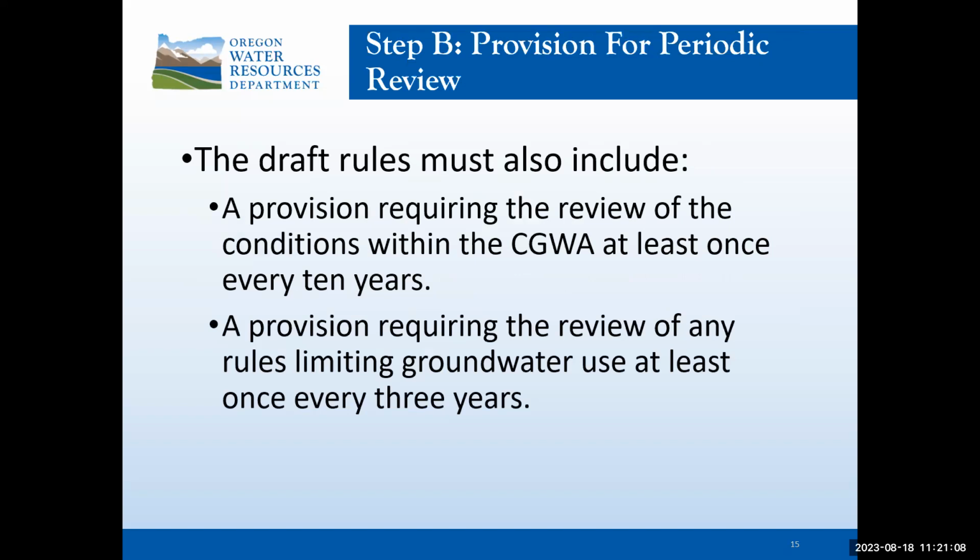The draft rules must also include a provision requiring the review of conditions within the critical groundwater area at least once every 10 years. This means we have to check on and update our understanding of the conditions within the area at least once every 10 years. And if there is a provision in the rules that is going to limit groundwater use, then we have to review the rules at least once every 3 years. So the draft rules must also include this provision requiring that review every 3 years.